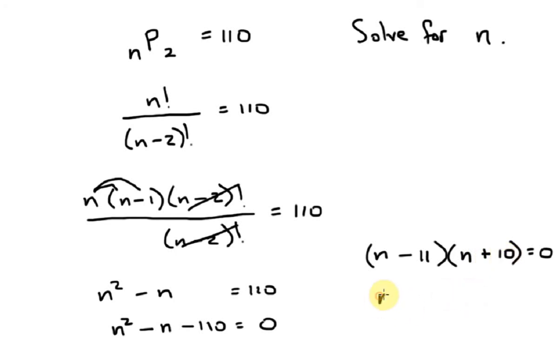Now that gives me the following suggestions as answers: 11 and negative 10. But hold on. If you look at the original question, this came from n pick 2. So there are n items, and you're going to pick 2 of them. How can you pick 2 items from negative 10? Doesn't work, so we have to reject that one. So there's only one correct choice for n, and that is 11. And that's where I'm going to stop talking about permutations for now.